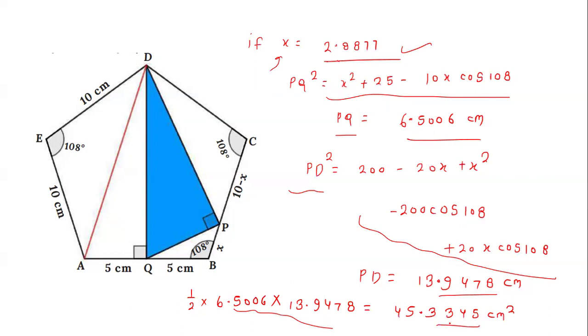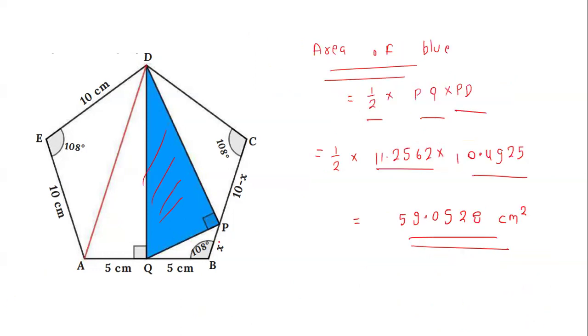So in this way, there are two possibilities of area. One is this and one is this. So both are correct. So in this way, we can find this area of the triangle.